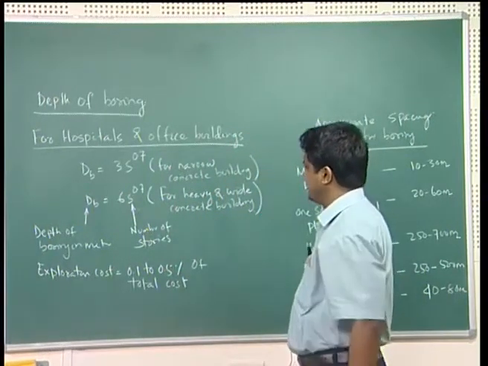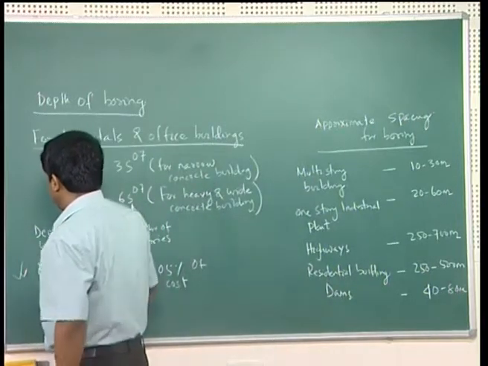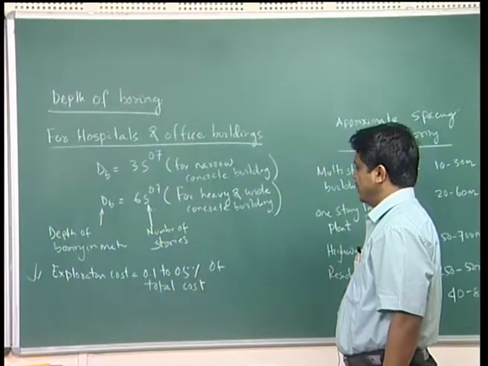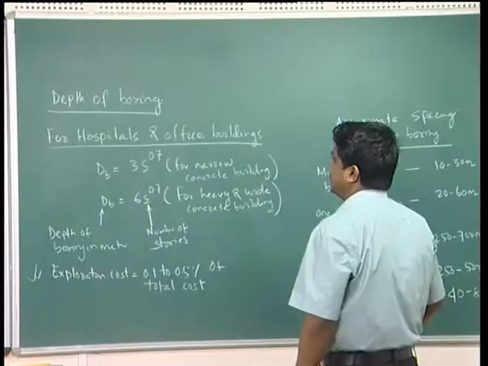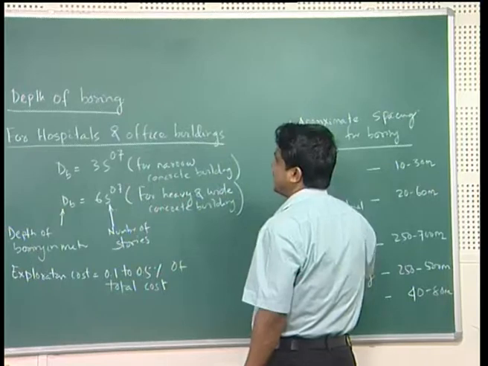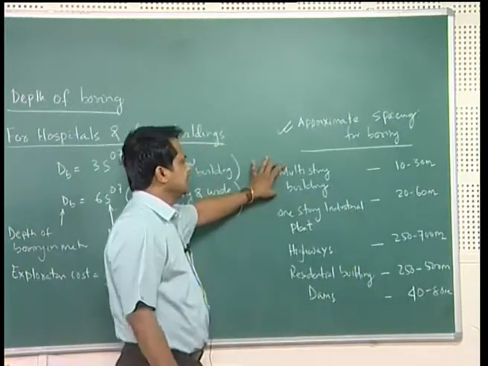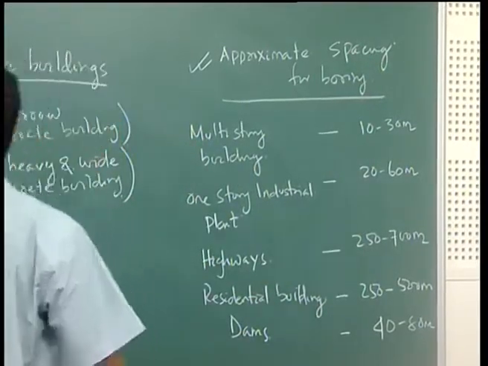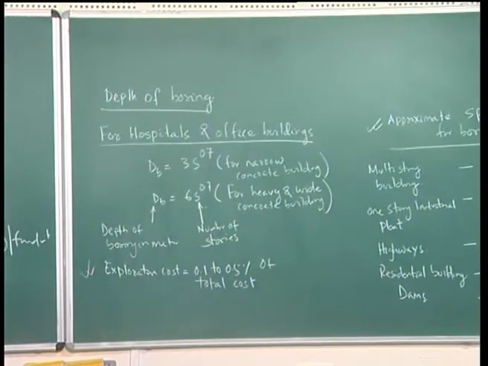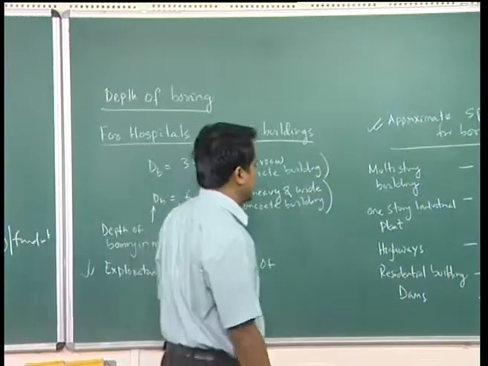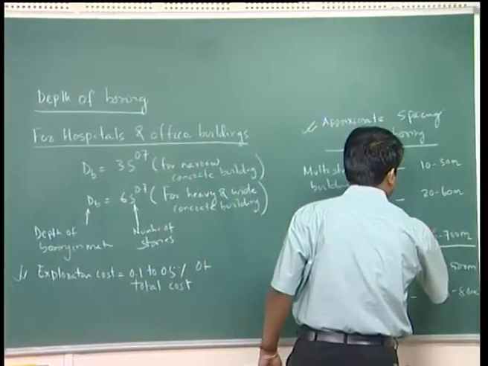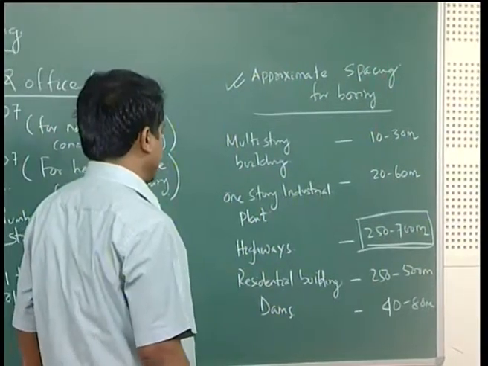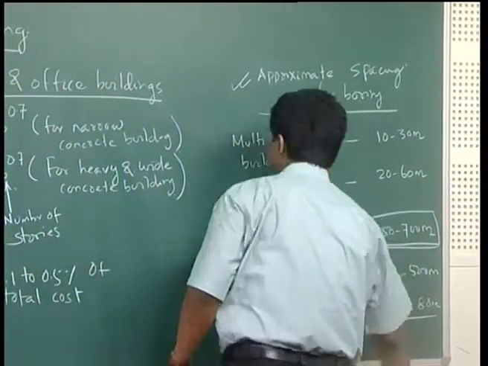So, one thing is exploration cost: whatever subsurface exploration you are going to do, you have to maintain the cost at 0.1 to 0.5% of total cost. Now, this is just approximate spacing of the boring, some guidelines are there. For multi-story building, generally the spacing of the boring is preferred between 10 to 30 meter. One-story industrial plant 20 to 60 meter. For highways, as it is continuing, it is 250 to 700 meter, residential building 250 to 500 meter, and dams 40 to 80 meter.